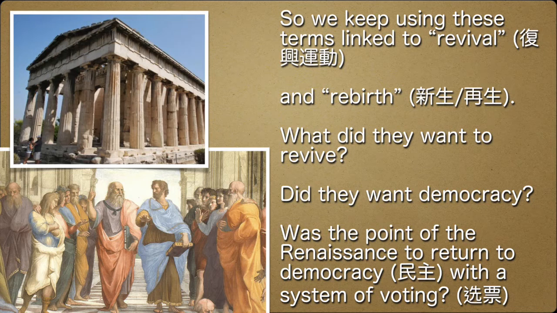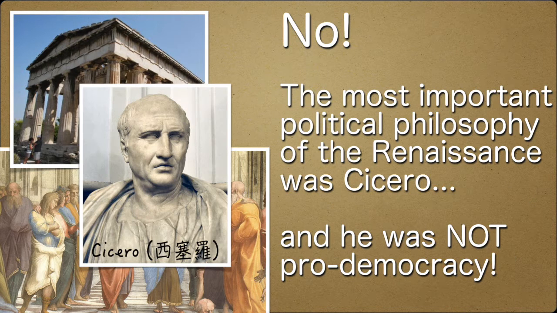Next slide. See this. So we keep using these terms linked to revival and rebirth. What did they want to revive? Did they want democracy? Was the point of the Renaissance to return to democracy with a system of voting? The answer is no. Cicero, this very important philosopher, actually was not pro-democracy. So there were many ideas from ancient Greece and ancient Rome that were not interested in democracy. 500 years later, Europe becomes very interested in democracy, but at this time, they're not interested.